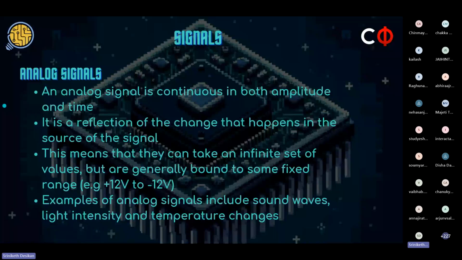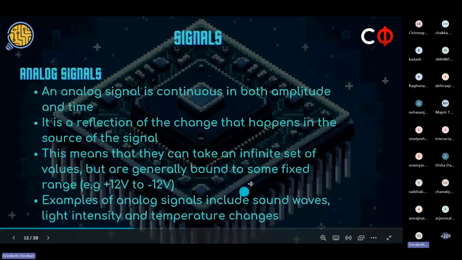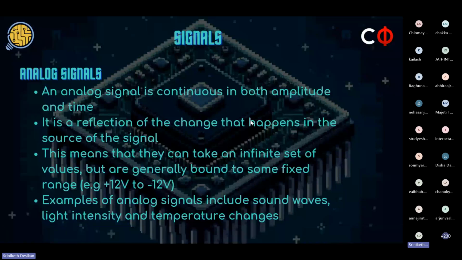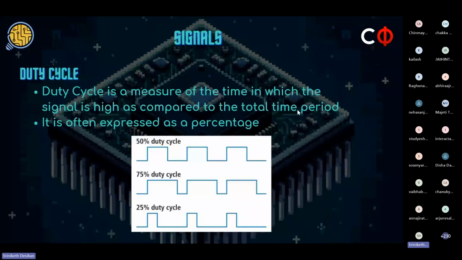Different examples of analog signals include sound waves, light intensity, and temperature changes, as I've listed here. That is because all these vary continuously, and then these can be interpreted as analog signals. So let me move on to duty cycle.